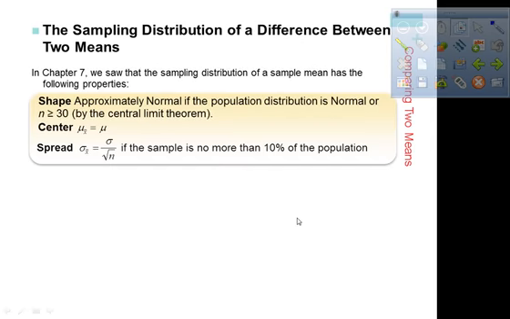In Chapter 7, we saw the sampling distribution of the sample mean has the following conditions. Remember, if my sample size is large enough, then it's normal according to the central limit theorem, or the population distribution is already normal. The mean of my sampling distribution is the mean of the population, and the standard deviation of my sampling distribution takes the standard deviation and divides by the square root of n. Are we going to have the standard deviation of the population? No, we are not. So what are we going to use in place of this sigma right here?